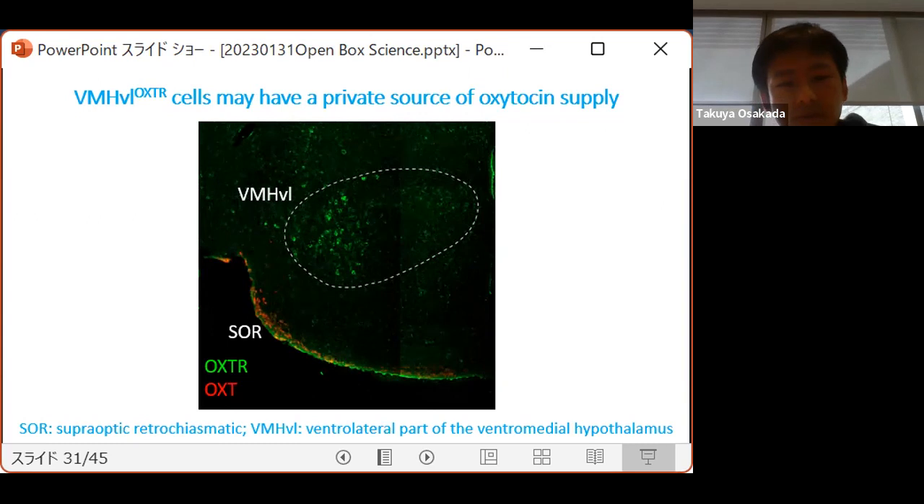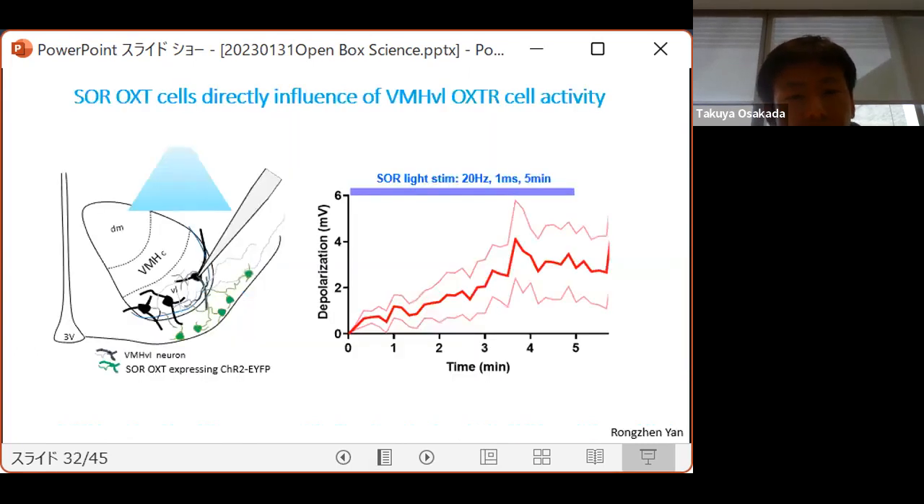In the first part I talked about the anterior part of the BMHBL, and now the oxytocin receptor is shown in green here. From this anatomical situation, it is very interesting to see the relationship between oxytocin receptors in the anteroparietal BMHBL and the SOR. There are the oxytocin expressing cells.